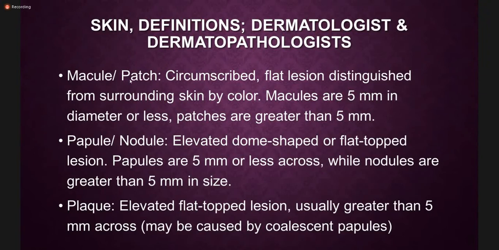So we have macules or patches, which are pigmented, flat, level lesions, less than or more than 5 mm. When it is less than 5 mm, it is a macule. When it is more than 5 mm, it's a patch. Then elevated dome-shaped lesions are papules or nodules. Papules are small, nodules are big. Then plaques are elevated flat-topped lesions, which are greater than 5 mm.